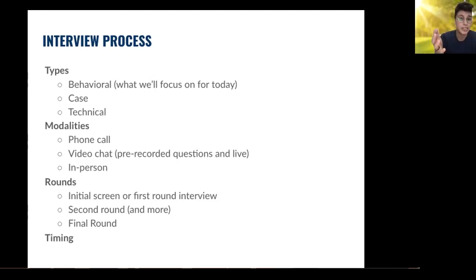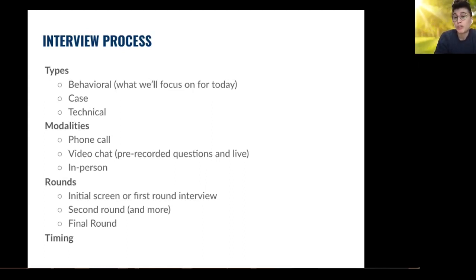In terms of modalities, so how an interview can happen, it might be a phone call, right? Just over your phone, a video chat, like this, so Zoom, Skype, or a pre-recorded video interview, which means that they just have questions for you and have set up a platform where you just have to record yourself and there's no person on the other end. And then there's the in-person, which is happening far less often given the pandemic right now.